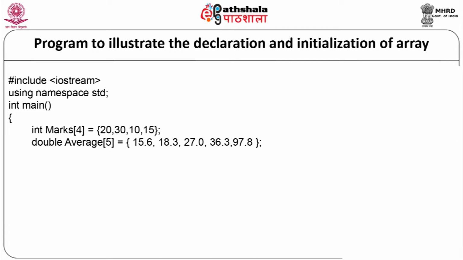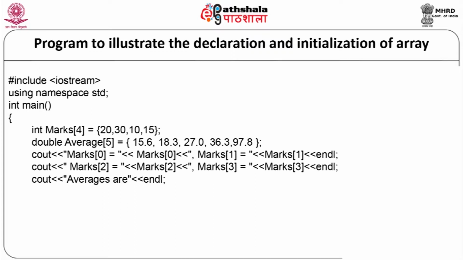Now, we will display back both the arrays using the simple cout statement and using the for loop. The simple cout statement will be cout, in double quotes, marks[0] and the value of marks[0]. In such a way we will display the value of marks[1], marks[2] and marks[3]. Now, we will display the second array, average, using the for loop: cout "average array is" endl. We will write a for loop for int i = 0, i < 5, i++, cout average[i] and a blank space. Return 0 and the program will end.